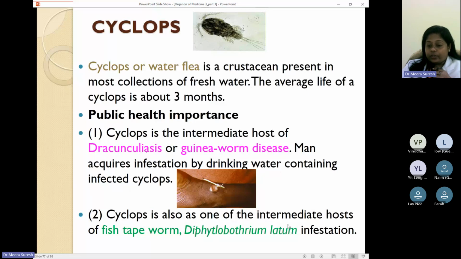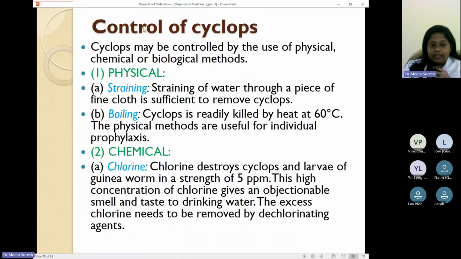Then cyclops is also one of the intermediate hosts for the fish tapeworm, Diphyllobothrium latum. But do mainly remember, I wouldn't say forget Diphyllobothrium latum, but among the two, the most important disease transmitted by cyclops will be dracunculiasis or the guinea worm disease. So the control of cyclops is also very necessary, but it is very easy to do. There is no need of much insecticides. It can be done by physical, chemical, or biological methods.